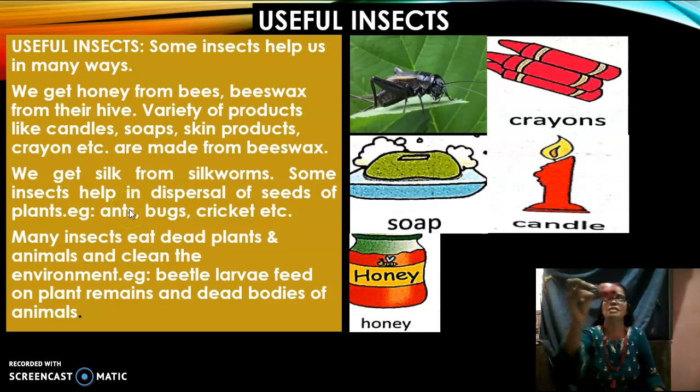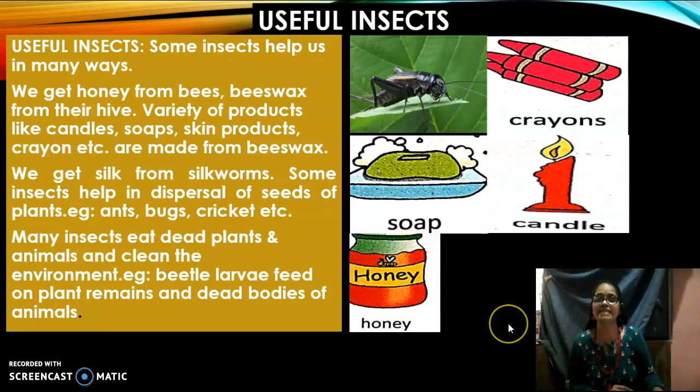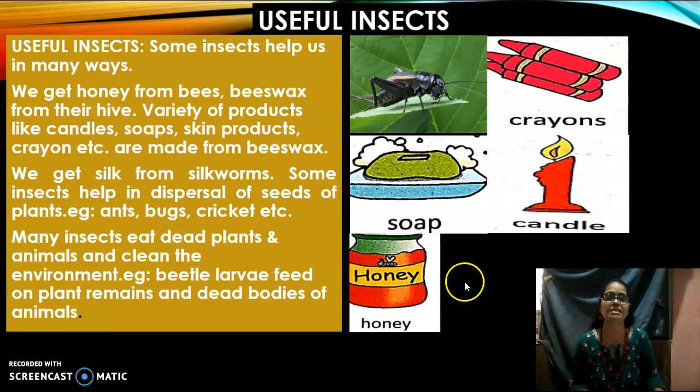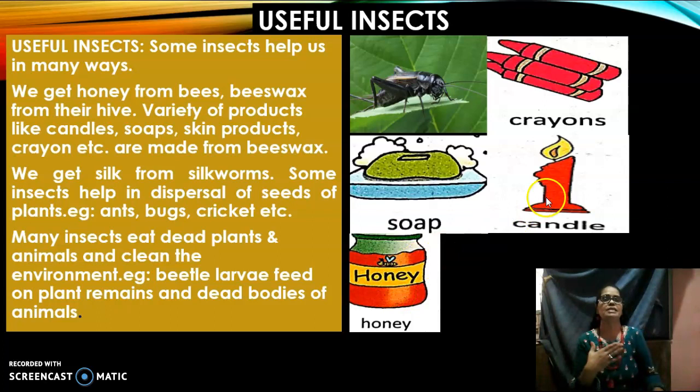Now, many insects eat dead plants and animals and clean the environment. For example, beetle larvae feed on plant remains and dead bodies of animals. See children, the products from the useful insects like honey from honeybees, candle, crayon, soap, skin products, etc.